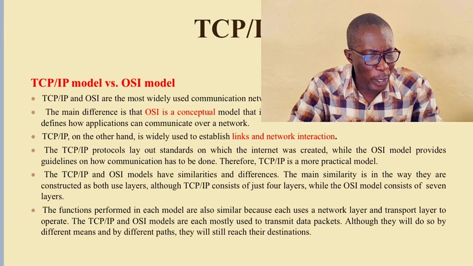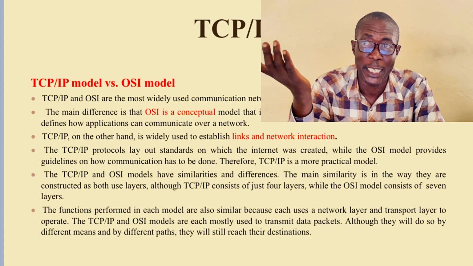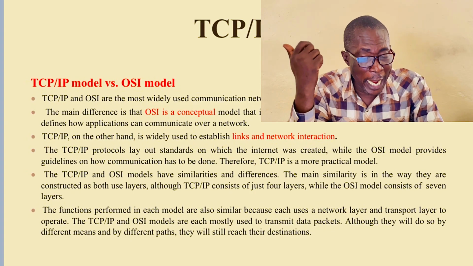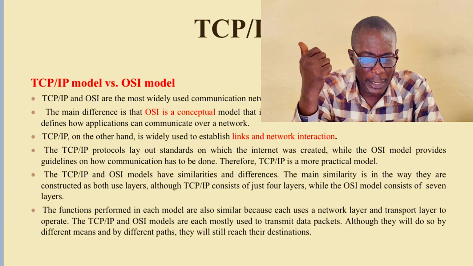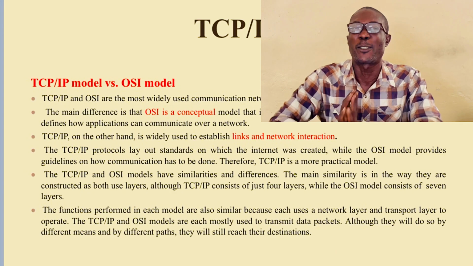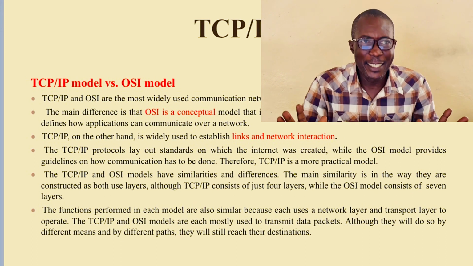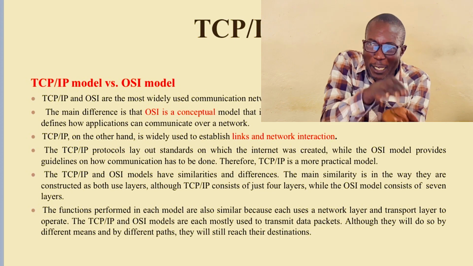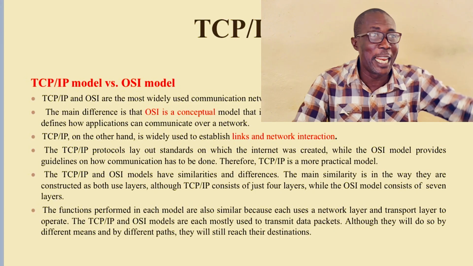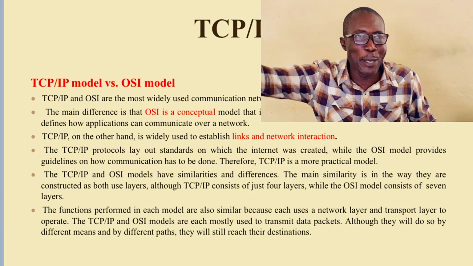Now TCP/IP, on the other hand, is widely used to establish links and network interaction. Definitely yes, because it's for data delivery. That is another difference. The TCP/IP protocol lays out the standard on which the internet was created, while the OSI model provides guidelines on how communication has to be done. So the OSI model gives you a framework that provides a guideline that allows TCP/IP to perform its data transfer. The TCP/IP model uses layers, and the OSI model uses layers. The TCP/IP model is made up of 4 layers, the OSI model is made up of 7.